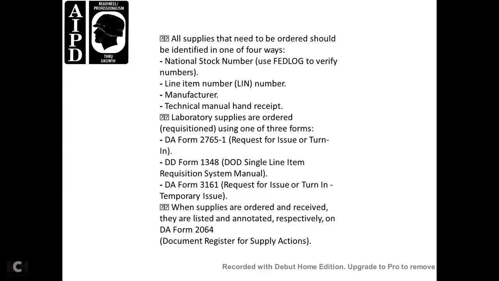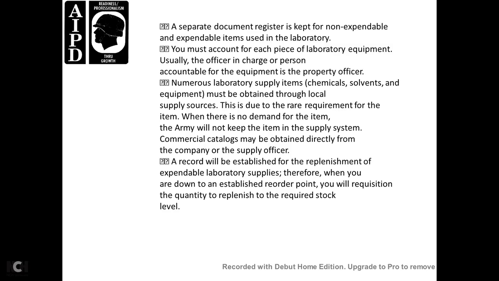When supplies are ordered and received, they are listed and noted in the respective TO, DA Form 2064, the document register for supply actions. A separate document register is kept for the non-expendable and the expendable items used in the laboratory. You must account for each piece of laboratory equipment, usually offered in charge of the person. Accountability equipment is the property listed under the number of the laboratory supply item.